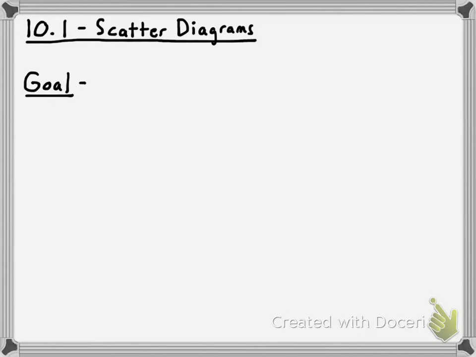Hey, what's up everybody? Alright, we are switching our focus. We've been working with univariate data, which I'll explain in a moment, and now we're going to switch to bivariate data. And in this first lesson for chapter 10, we're going to be focusing on scatter diagrams. Pretty simple idea, just some concepts that you need to understand in regards to that very simple idea.